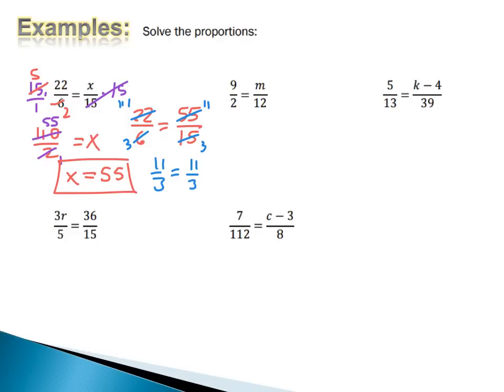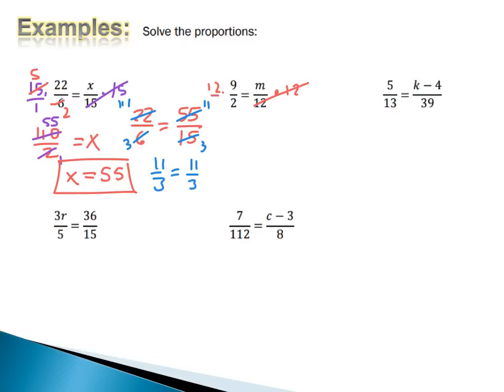Okay, next example. I'm going to go through this a little quicker now. So 9 over 2, 9 to 2, is equal to m to 12. So what is m going to be equal to? I'm going to do the same thing here. To solve for m, I'm going to multiply by 12 first to get rid of it because it's being divided. Therefore, I'm going to multiply this side by 12.